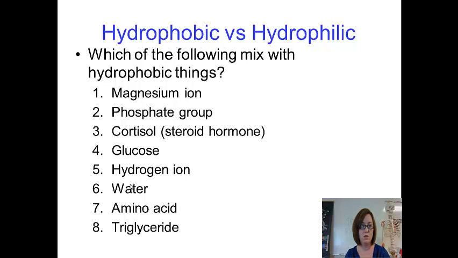Amino acids. Amino acids were the subunits to proteins. Amino acids, there were 20 different kinds, but the main components to the amino acid were very polar. You had nitrogen-hydrogen bonds and oxygen-hydrogen bonds there. So for the most part, amino acids are going to be polar and then hence hydrophilic. I will say that there are some amino acids that have a variable group that are hydrophobic. That's something that we don't want to get into. In general, we're going to say that amino acids are hydrophilic. So if they're hydrophilic, they won't mix with something that's hydrophobic. Then we have triglycerides. Triglycerides are a lipid. Since they're a lipid, they are hydrophobic, and they will mix with other hydrophobic things.